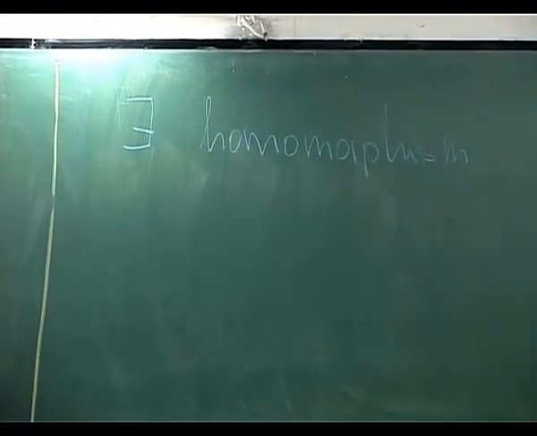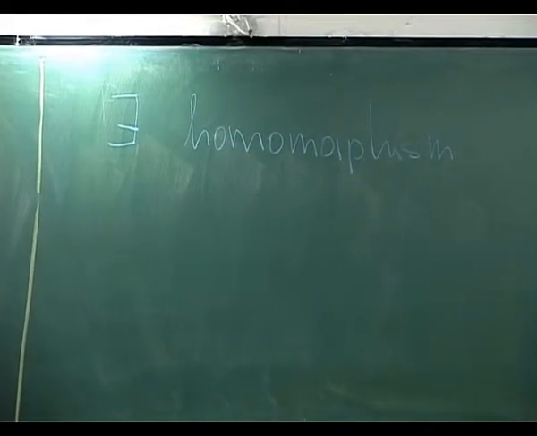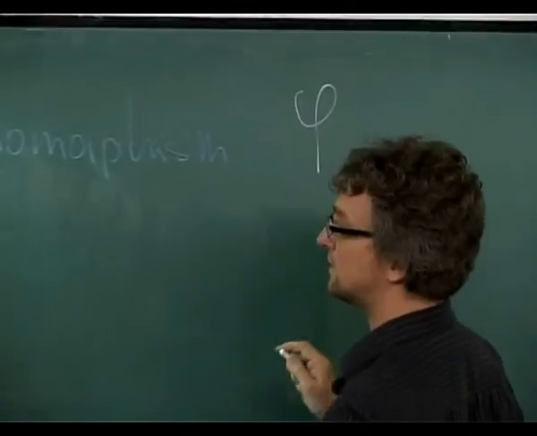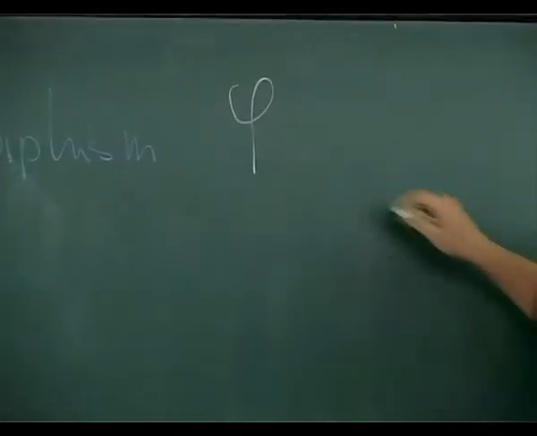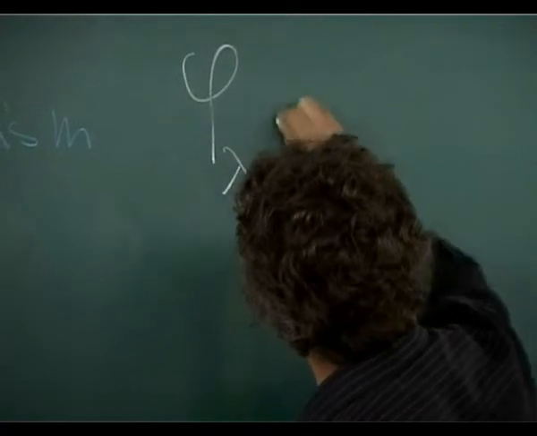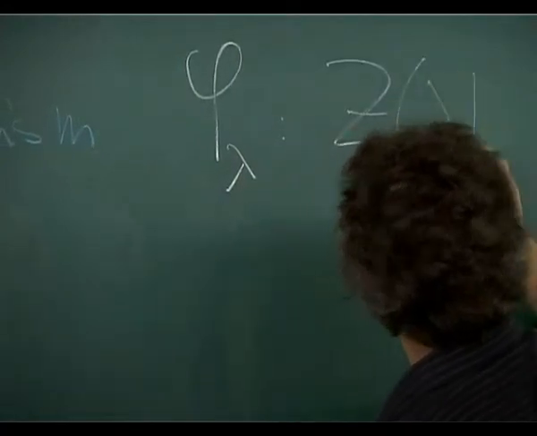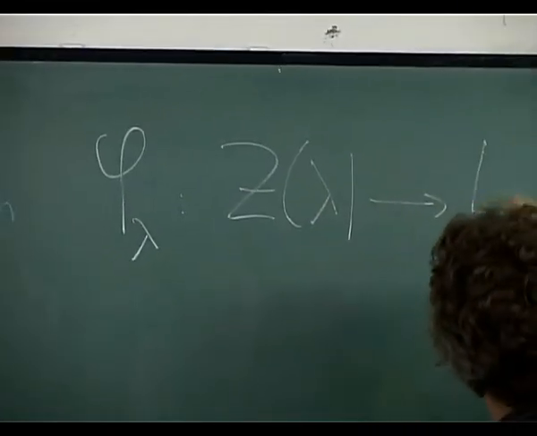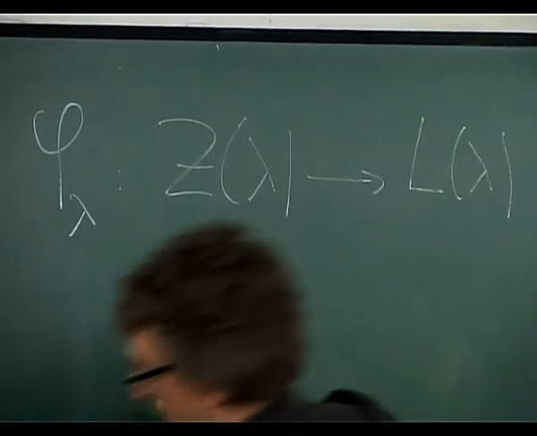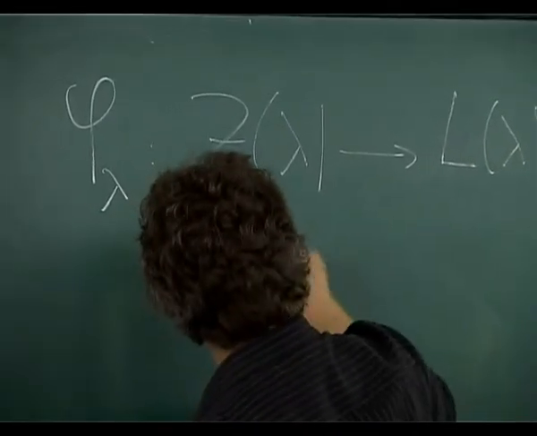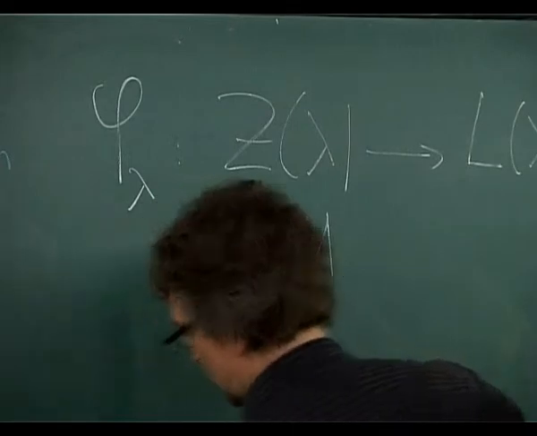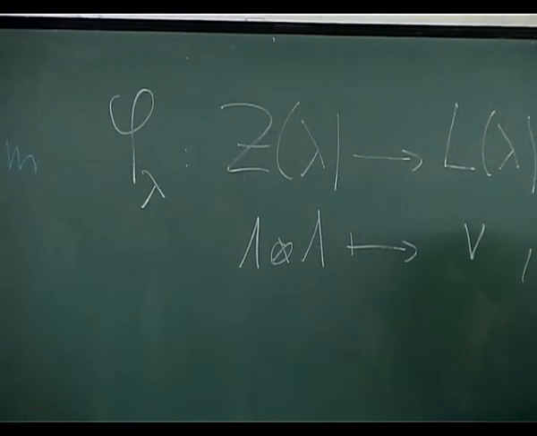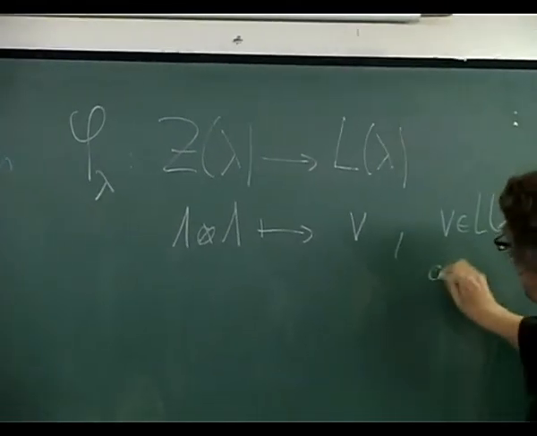Shall I try white again? A homomorphism. So there exists a homomorphism, oh, that's good, right? This is phi lambda from Z lambda, is it readable? Yes, okay, to L lambda, sending 1 tensor 1 to v, where v is in L lambda, the lambda weight space, and is a generator.